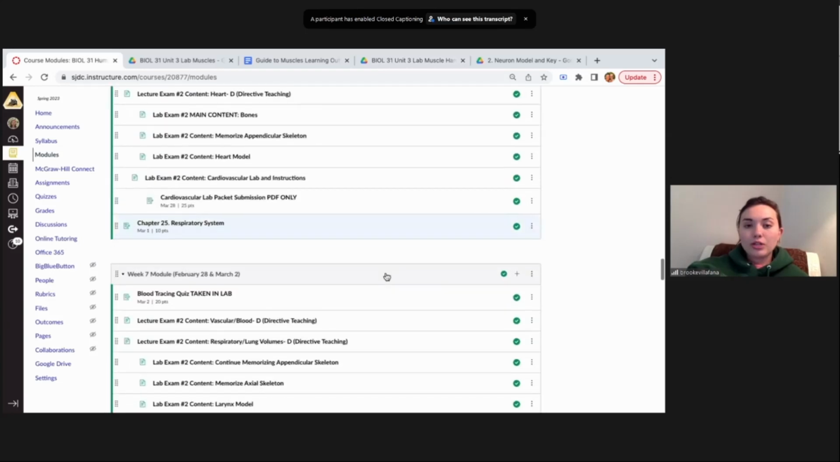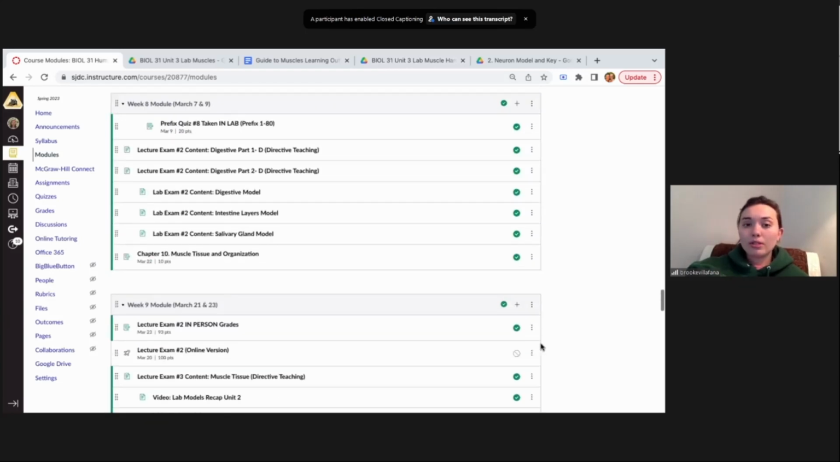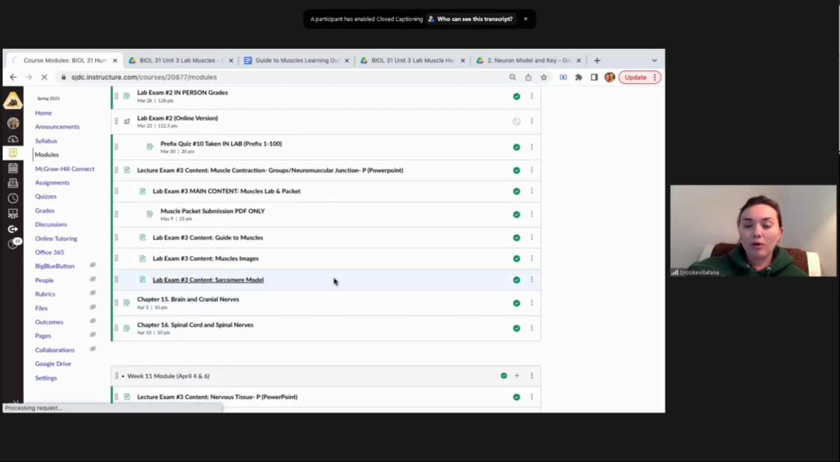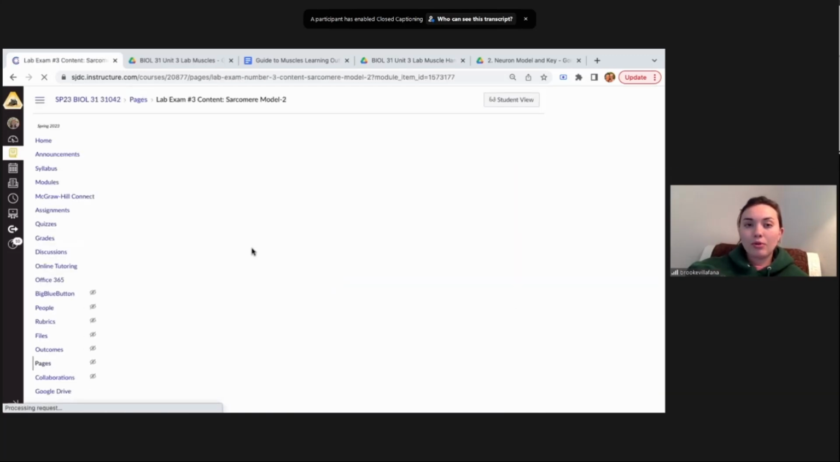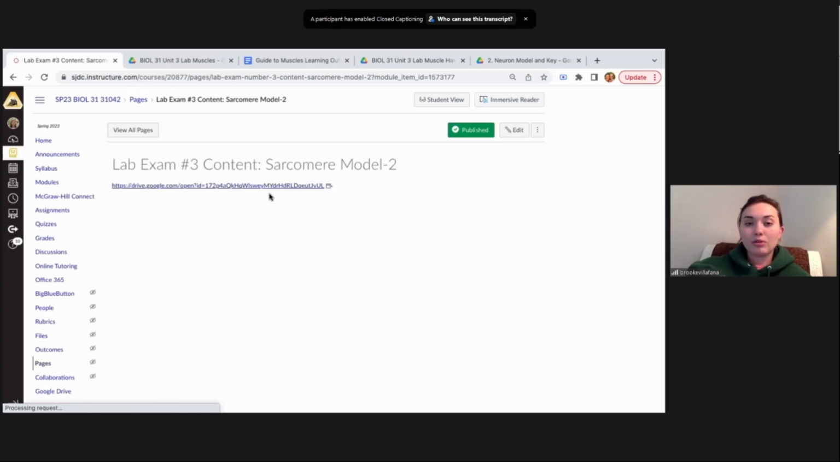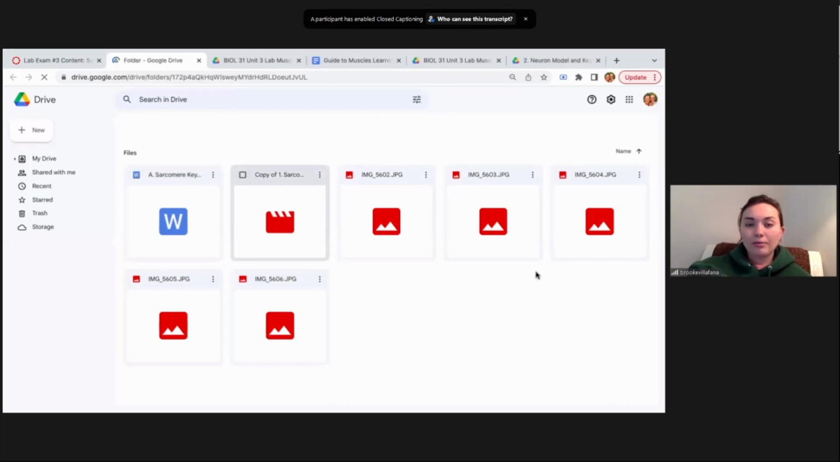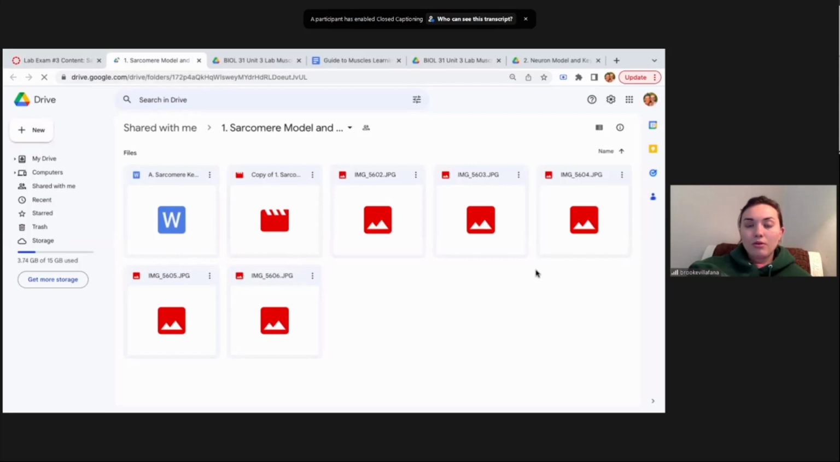So transitioning to our models side of things, we already went over the sarcomere model, right? It was pretty simple, and it all follows the muscle contraction. So we already went over that model together, this sarcomere right here. Waiting for it to load.